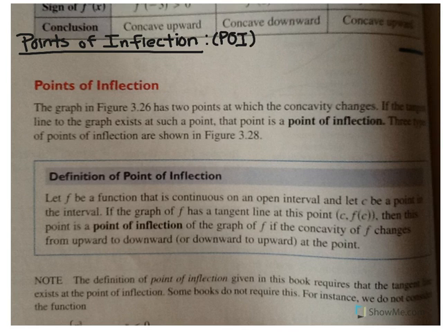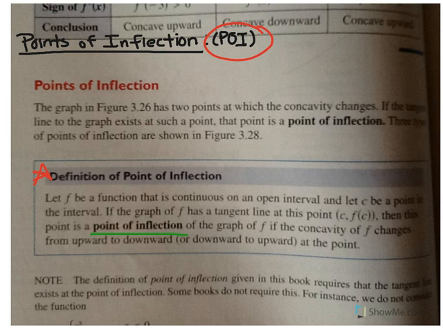And then this leads us to talk about what's called points of inflection, which, if you look at the very top, you can see my handwriting, and I abbreviate this as POI, so I don't have to write out the whole thing. But let's take a look at the definition of point of inflection right down here. It says, first let f be a function that is continuous on an open interval, and let c be a point in that interval. Okay, so if the graph of f has a tangent line at this point, then this point is a point of inflection of the graph of f if the concavity of f changes from upward to downward. And that's the key point of this.